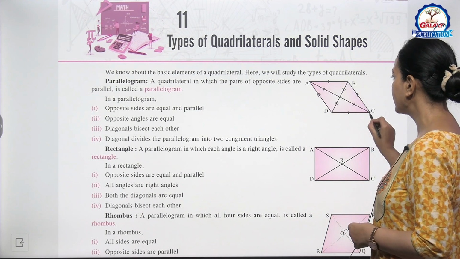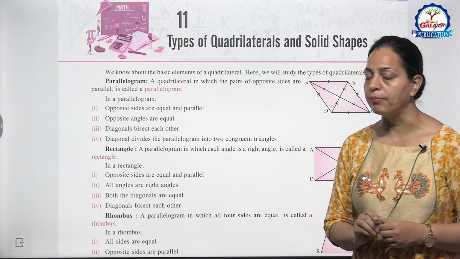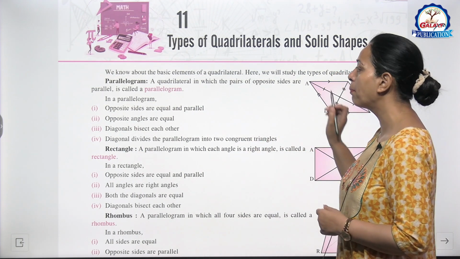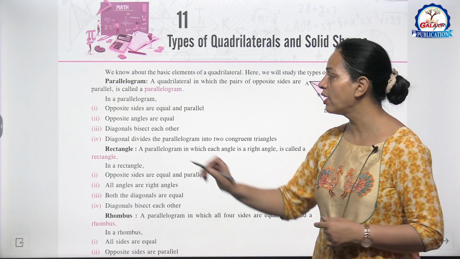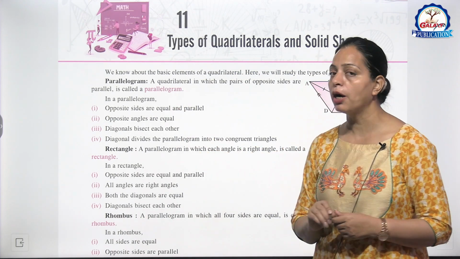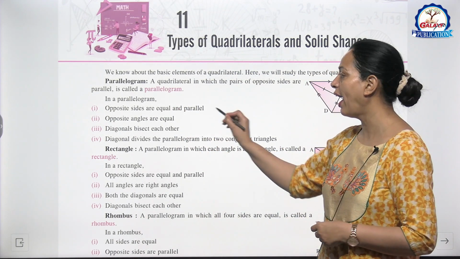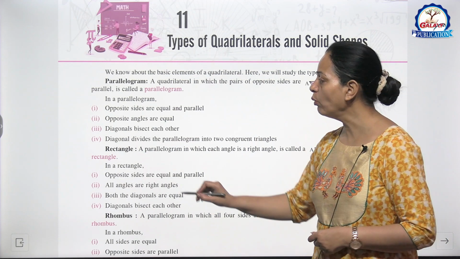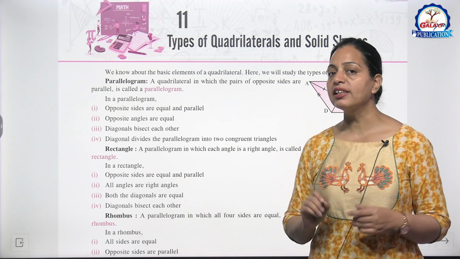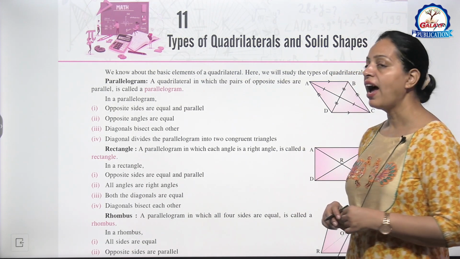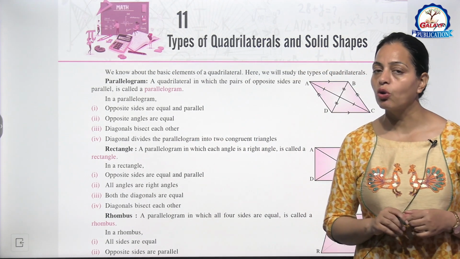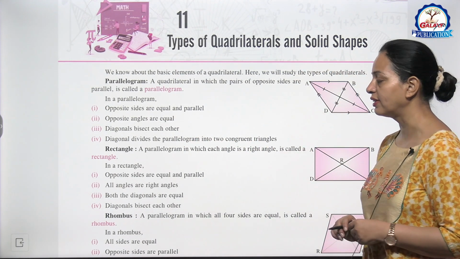You can see this is a parallelogram. It is a quadrilateral in which the pairs of opposite sides are parallel. That is called a parallelogram. So in a parallelogram, the first property, opposite sides are equal and parallel. The second one, opposite angles are equal. The third, diagonals bisect each other. And the fourth, diagonal divides the parallelogram into two congruent triangles.